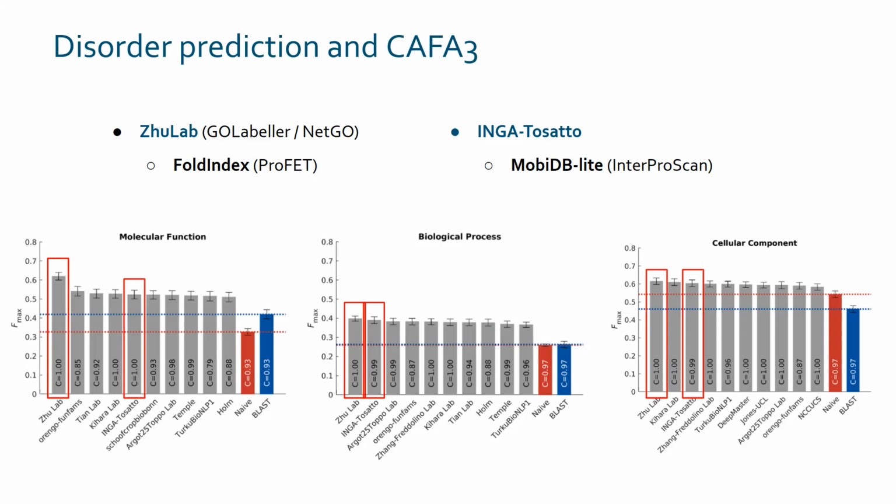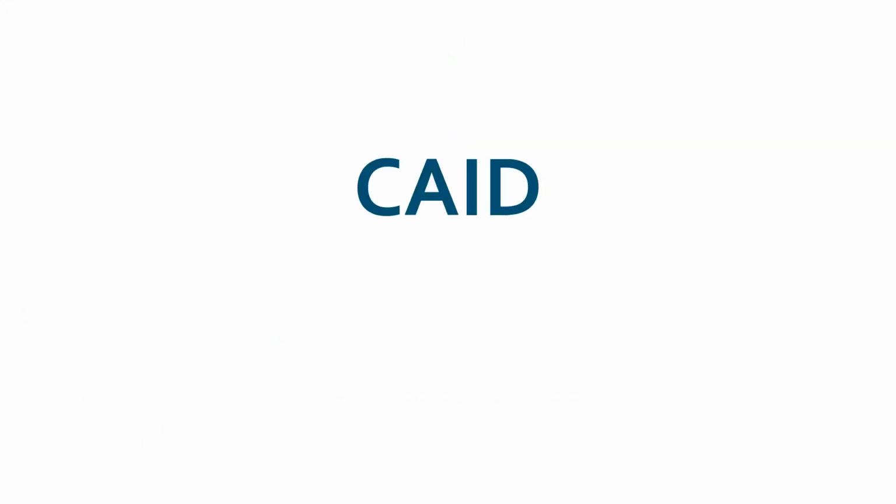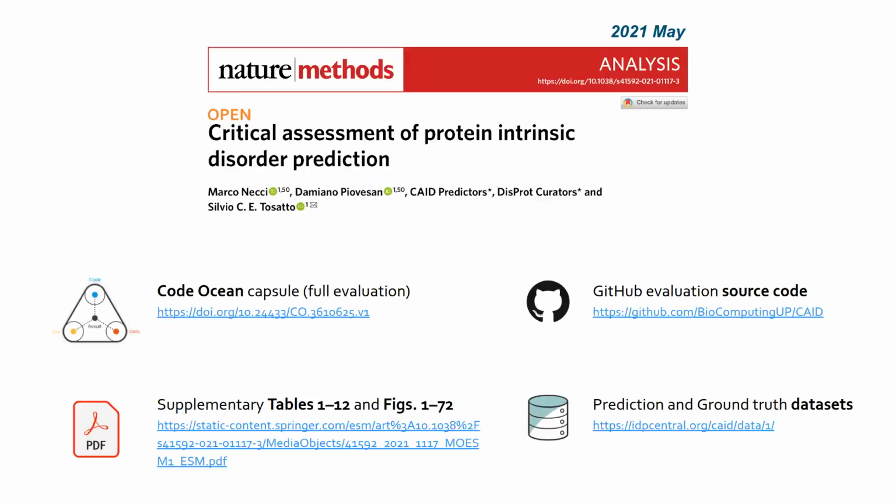The first is the Zhou lab method, which used the FoldIndex predictor. And the second is INGA-Toshato, which used the MobiDB-lite predictor. And MobiDB-lite is quite a conservative predictor, so it predicts very few positions as disordered, way less than 30% compared to other methods. Well, what is CAID?